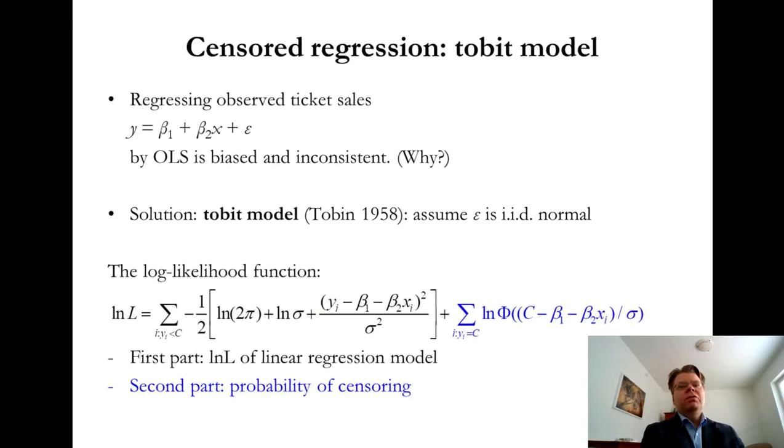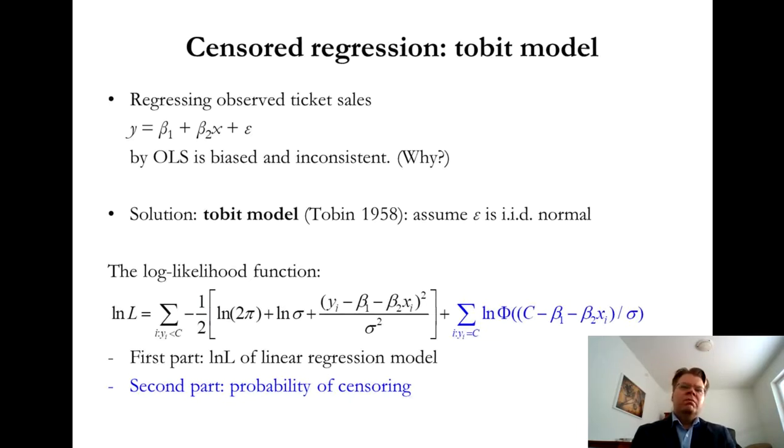But if we would apply that to all observations, then there would potentially be bias, because we have this censoring at c, so censoring from above. To take care of that censoring part, there is the second component, which applies to the observations where y is equal to c. Those are the censored observations, where we do not know how much additional demand there might be beyond this level of c.